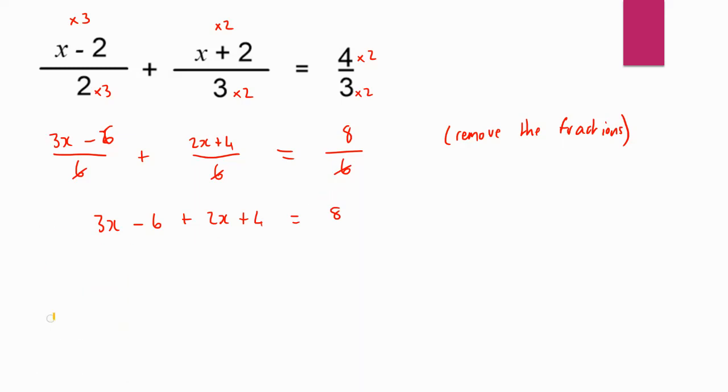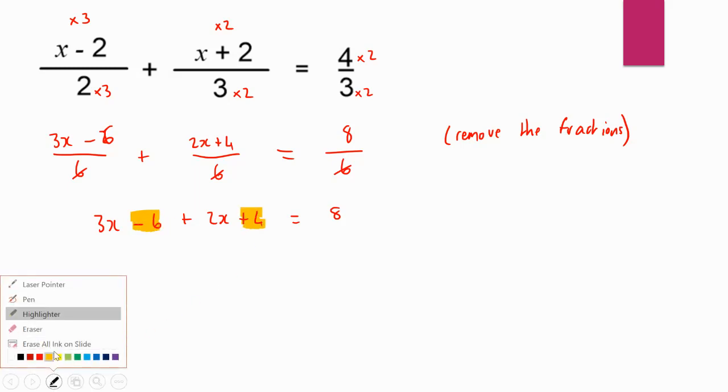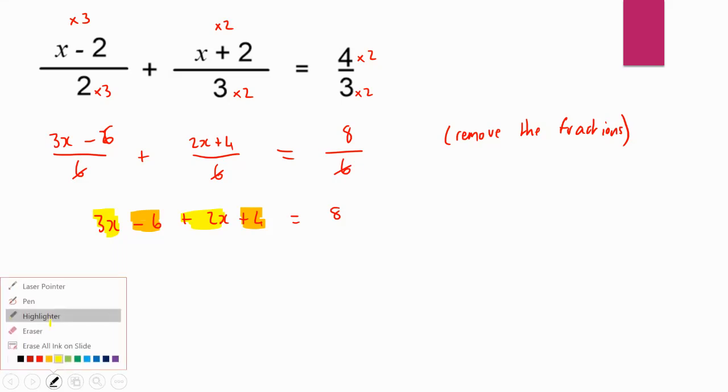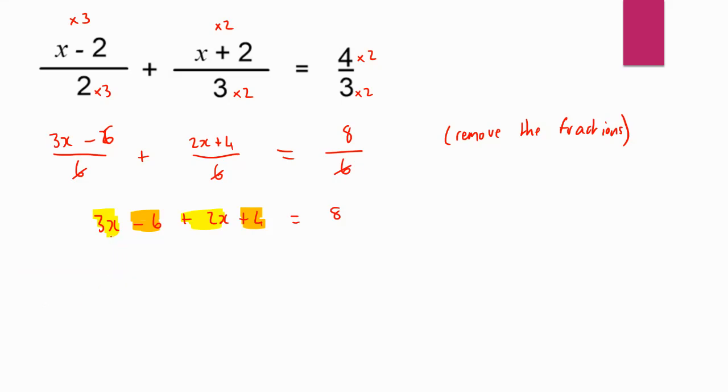So let's have a look for like terms. So we've got minus 6 plus 4, which we'll need to work out. And we've got 3x plus 2x, which again, we can work out. So let's do the x's first. 3x add 2x will give us 5x. And here, if we start at negative 6 and add 4, it will get us to negative 2. So the term becomes 5x, take away 2, equals 8.